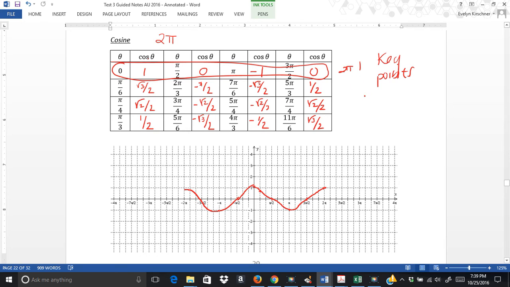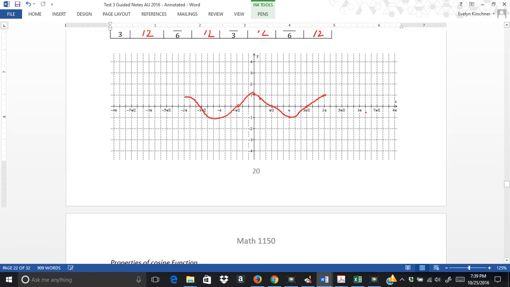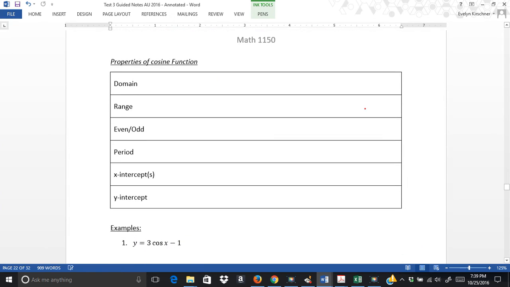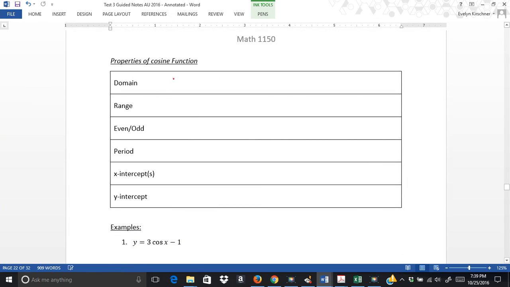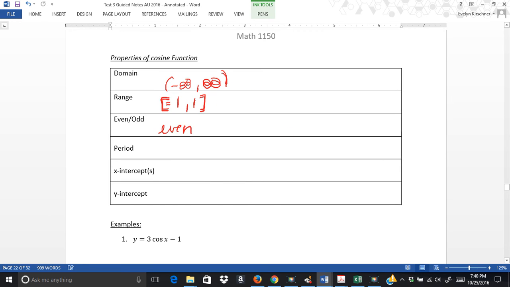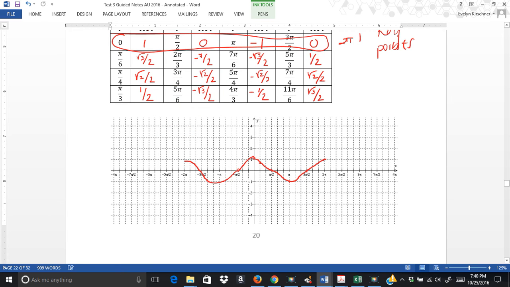So let's talk about some of the characteristics. Its domain is all real numbers, so it's from negative infinity to infinity. Its range is from negative 1 to 1. It is an even function. If we look at the graph, it's even.